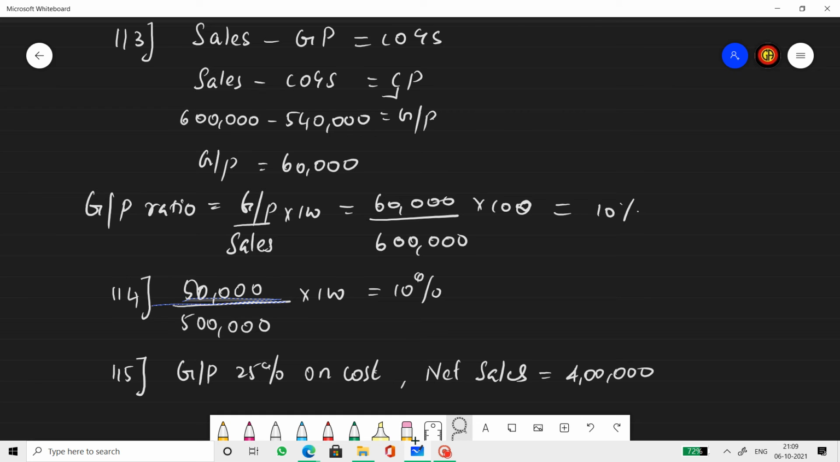Gross profit is 50,000. Net sales or revenue from operation is 5 lakh into 100. The profit percentage is 10% even here. Now, 15th question.